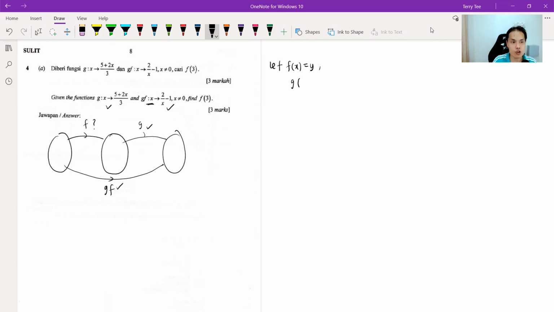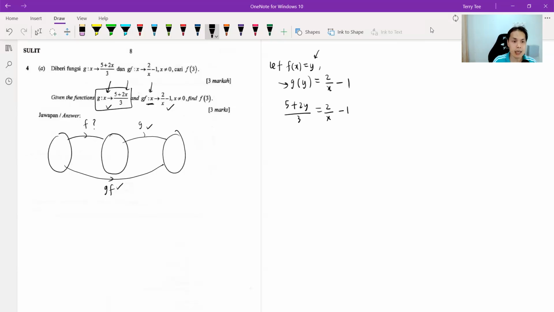You let it be y. So we write g(y). Notice that this is g(f(x)). Don't write f(x), write y. And this is now 2 over x minus 1. So what we have here is function g(x). I'm given g(x), but what I have in my solution here is g(y). So basically, I replace my x with y. Instead of writing 5 plus 2x over 3, I write 5 plus 2y over 3. The result is 2 over x minus 1.